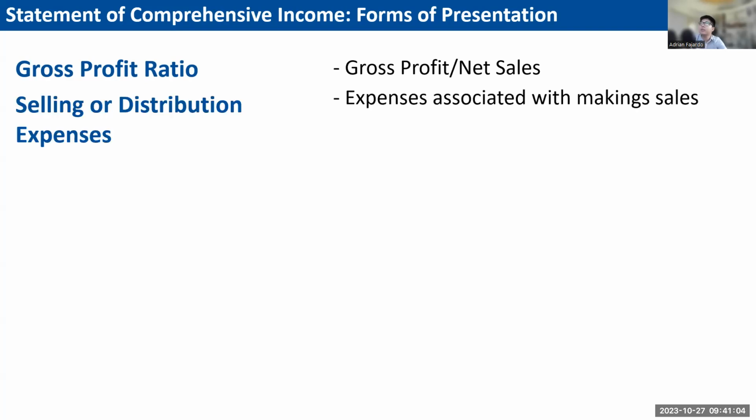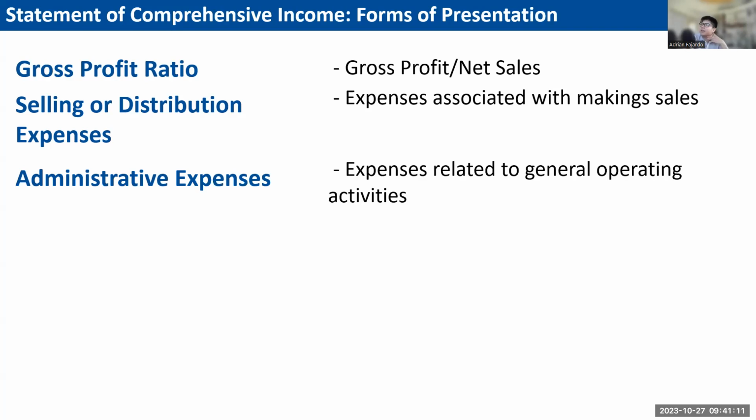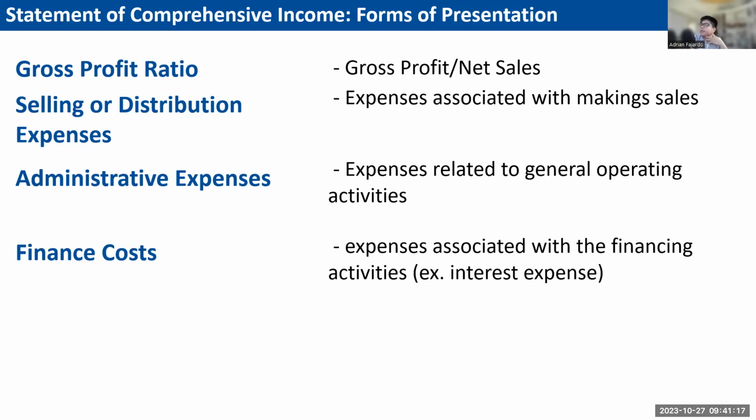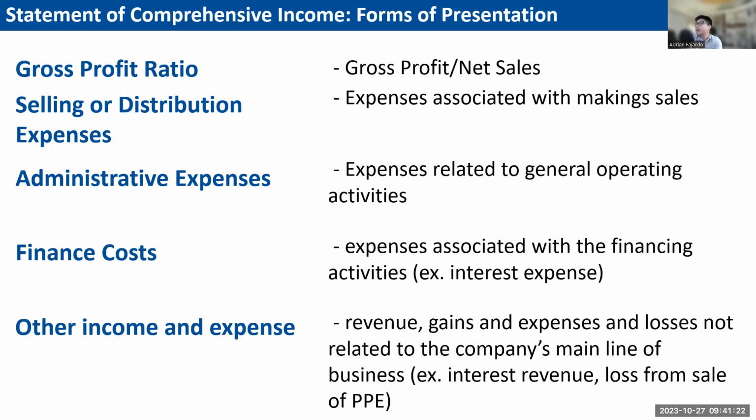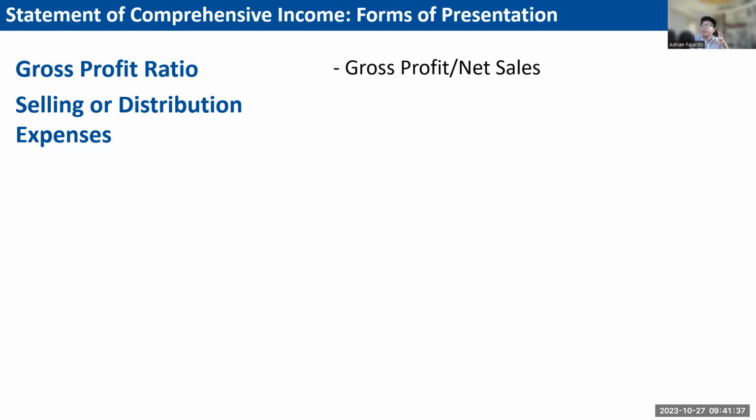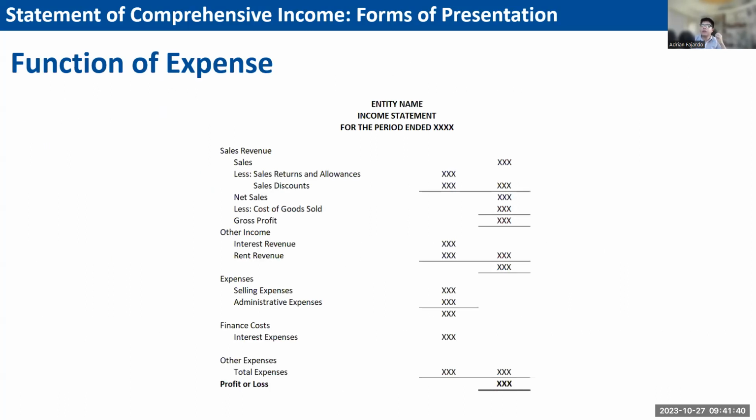And then you have selling or distribution expenses, so expenses associated with making sales. Admin expenses are expenses related to general operating activities. Finance cost is basically interest expense or any financing activity, like pag may umutang ka sa bank. And other income and expense are revenue, gains and expenses not related to the company's main line of business. Basically ang importante lang is you know the different types of expenses so that you can appreciate the function of expense.